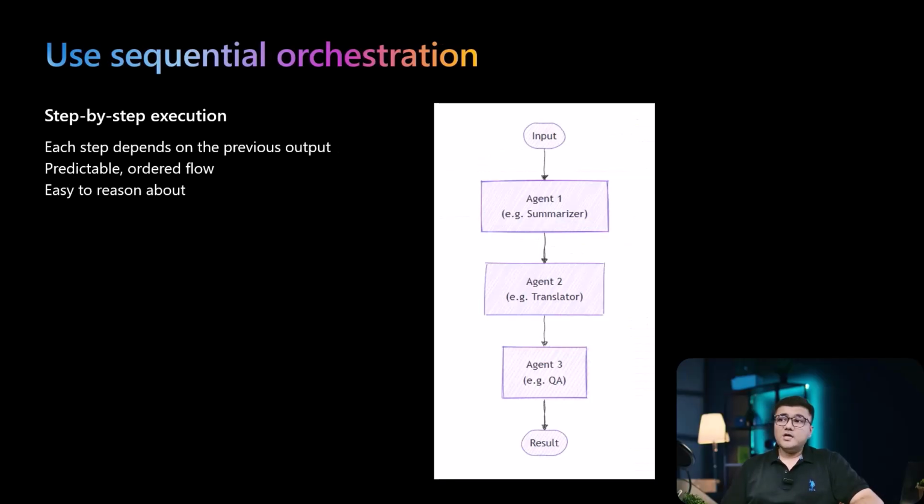The next one is sequential orchestration, which we have already discussed earlier. It's step-by-step execution. Each step depends on the previous one. The order is fixed, predictable, the flow is easy to reason about. This is perfect when you are doing a step-by-step process to enhance content. For example, maybe you want to improve the content with summarization and classification or some other sequential process, then you can go for sequential orchestration. It has a fixed order associated with it.